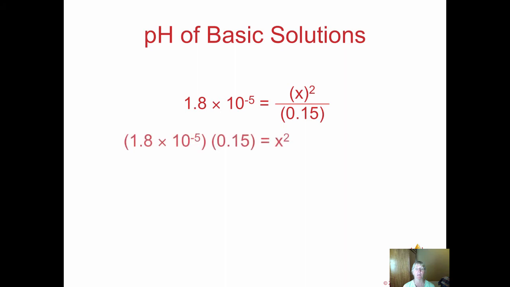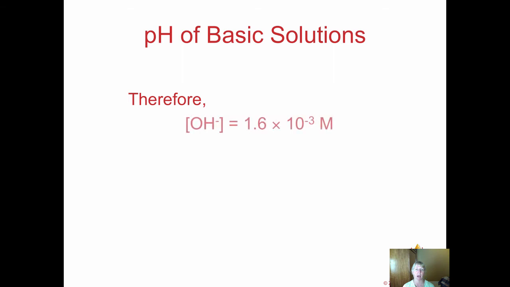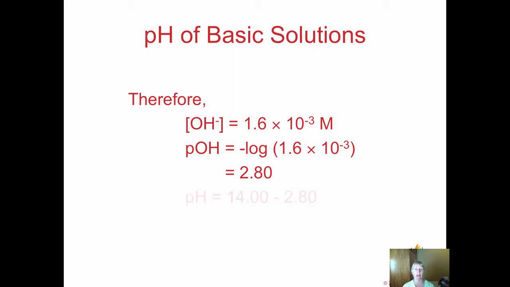Very quickly you'll become adept at these, and you'll take the square root to find that the concentration of hydroxide is 1.6 times 10 to the minus 3 molar. Now, if that's where they wanted you to stop, great. But what they want you to do is to take that and turn it into a pOH, and then you can turn that into a pH. Remember, there are a couple of ways to do that. I like this way. I take the negative log of the hydroxide ion concentration, and then I like the simple method of subtracting 2 from 14 to find the pH.